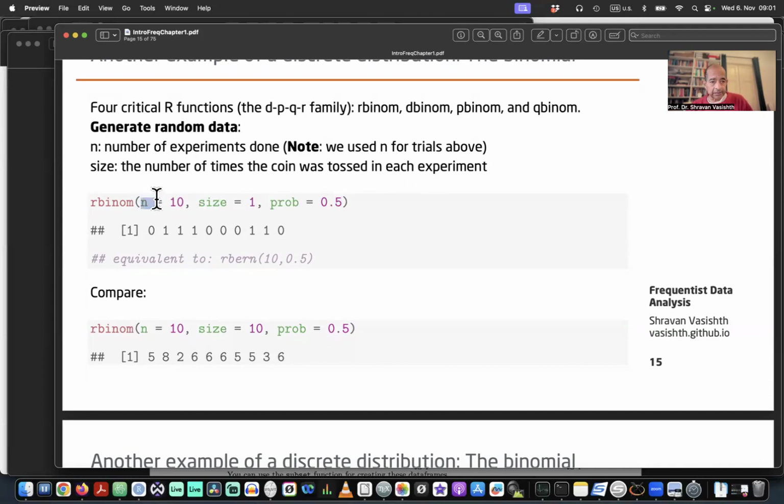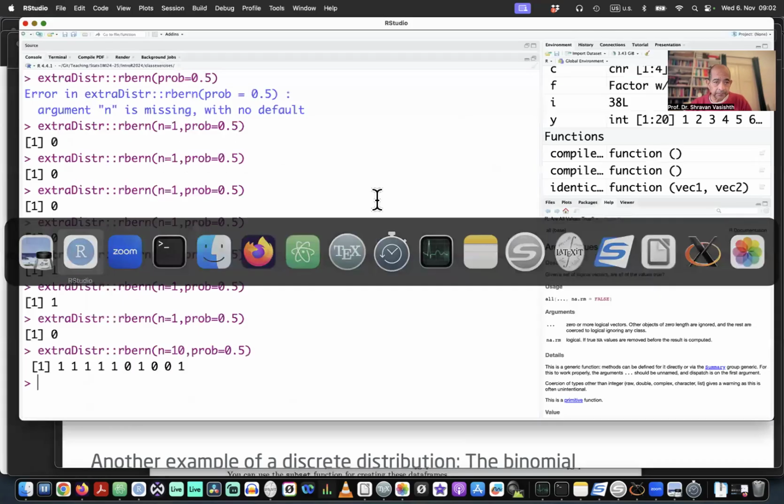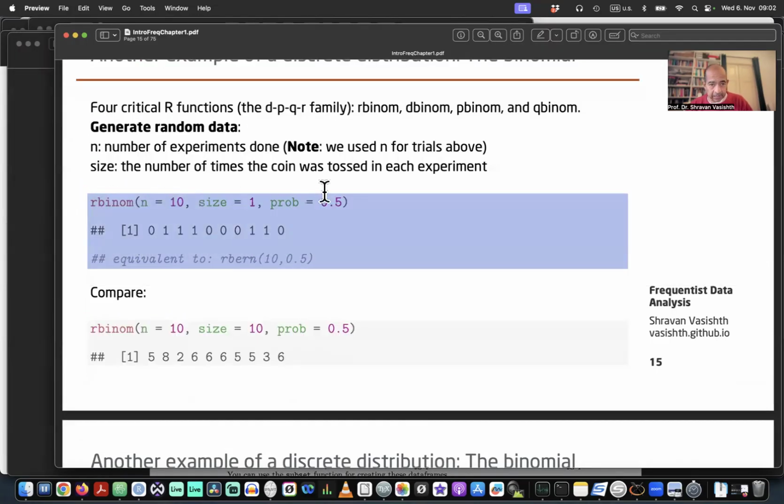So what I'm doing here is producing 10 trials, and size is equal to 1. That means that each time I'm tossing the coin once, and I'm doing that 10 times. And so I'm getting 0 and 1 sequences, which is just like the rbern that I produced earlier, if you remember. So this function that I'm writing here is exactly the same thing as typing rbern as I did earlier.